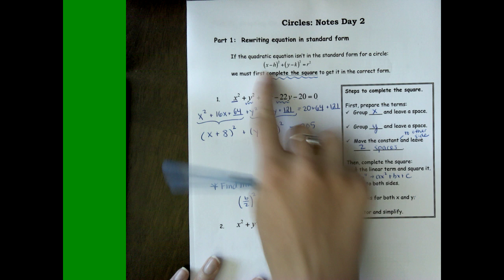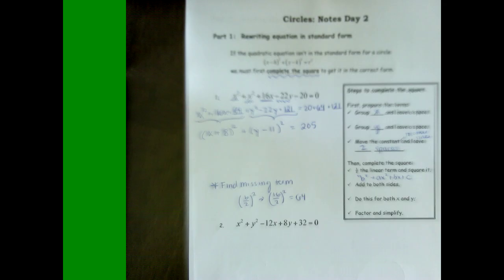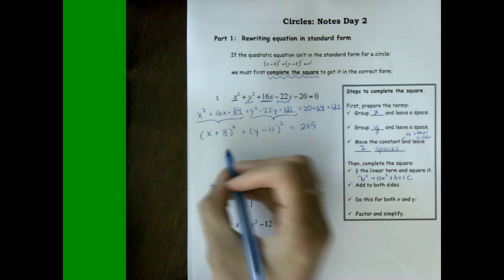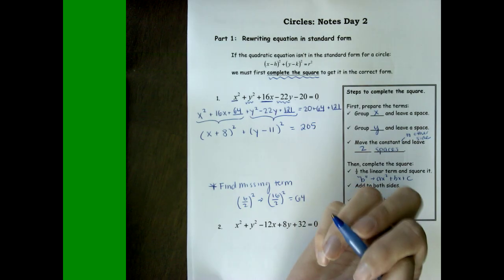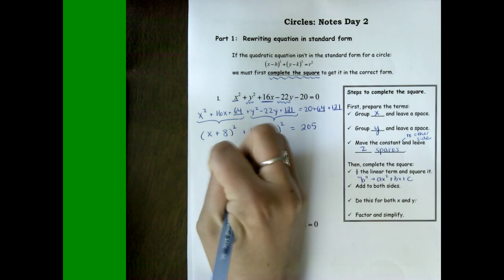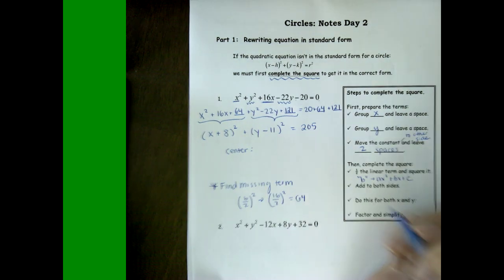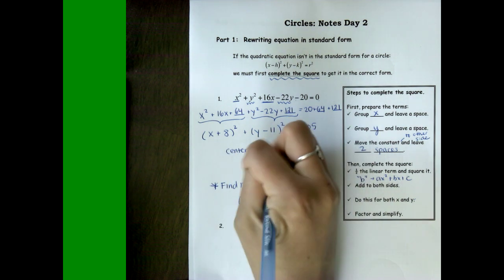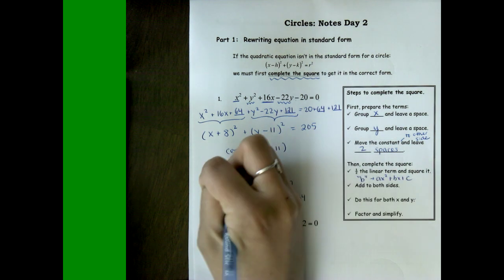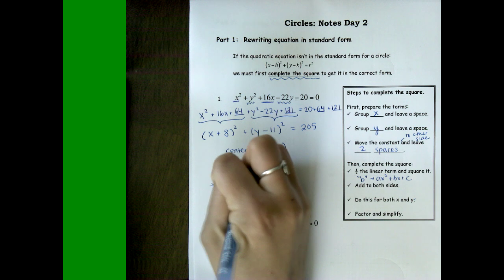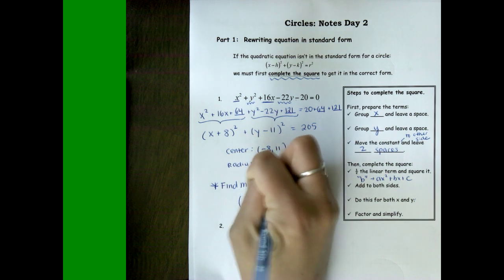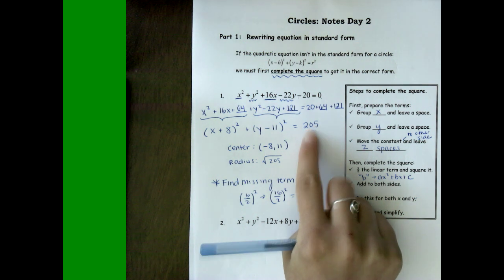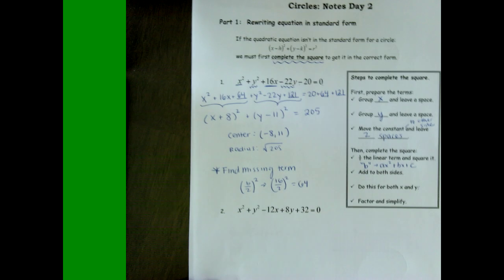Now it's in this form, standard form for a circle. So the center, it's not asking you, but just to review, the center of this circle would be at -8, 11, and then the radius would be the square root of 205, because remember that this is r squared. And that's that. That's how you do it.